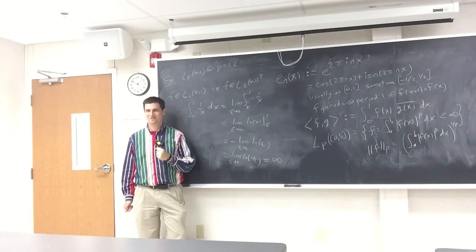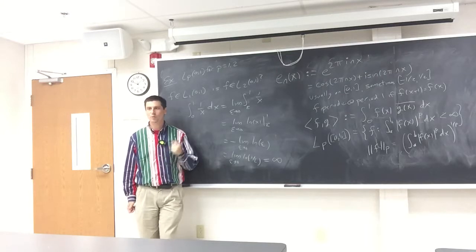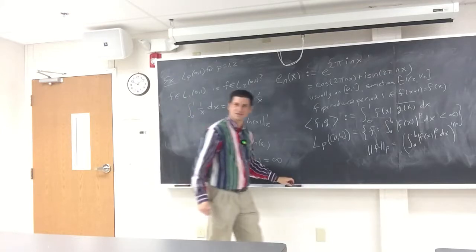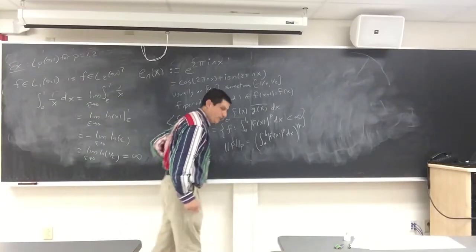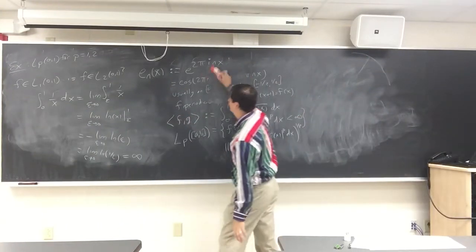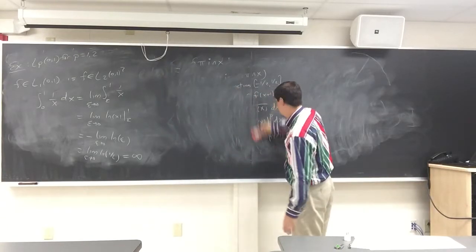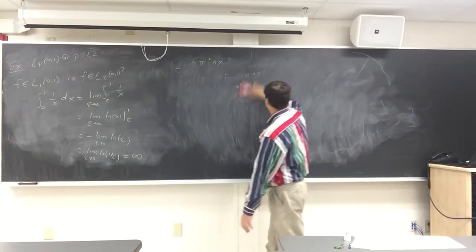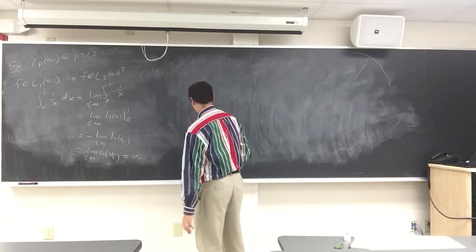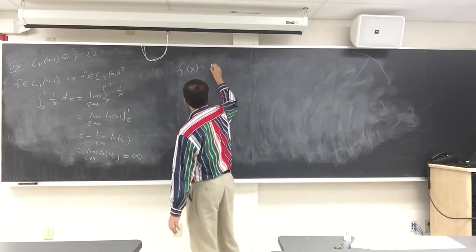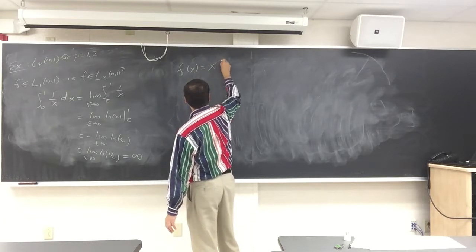That should be our square. So if I want to find a function whose square is not integrable, here we go. So I want a function that squares to 1 over x. What function squares to 1 over x? So it would just be 1 over square root of x. Or more generally, we could take f of x equals x to the negative r.